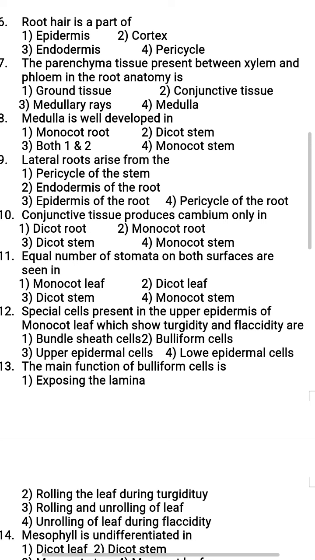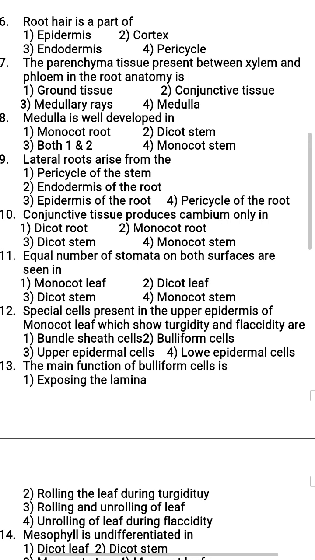Students, you know, the pith is small and inconspicuous. The parenchyma cells which lie between the xylem and the phloem are called conjunctive tissue. So this is the proper explanation for conjunctive tissue, right? Then next, another question, eighth question.